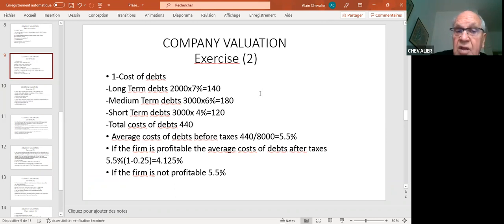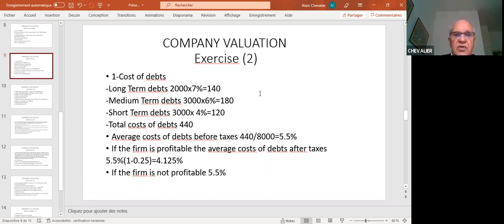Total is equal to 3,000, but the interest rates of the loans are not equal to 6%. Perhaps for one of them it's 5.8, for another one it's 6.2, and for the other one it's 6.1. So it's already a weighted average calculation of the cost of the different medium-term debts. So in most of the cases, the interest rates you find here for long-term, medium-term and short-term are already average cost calculations.